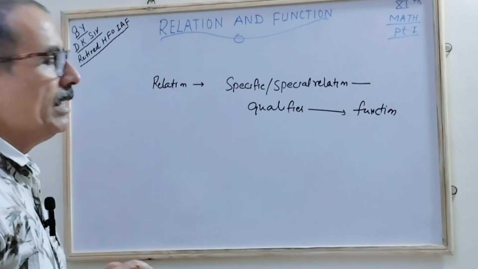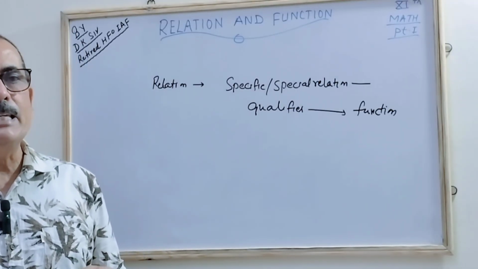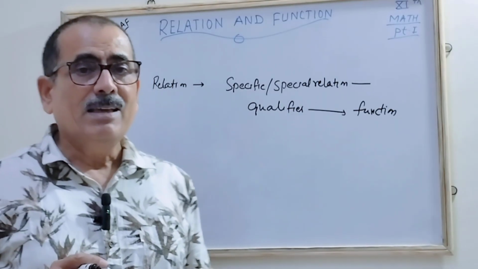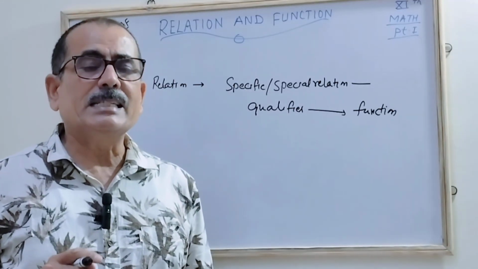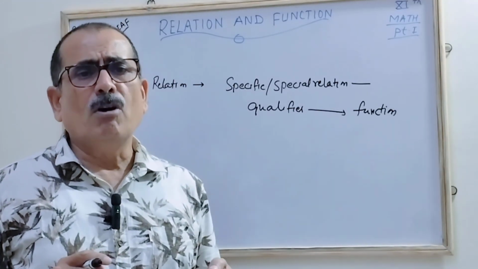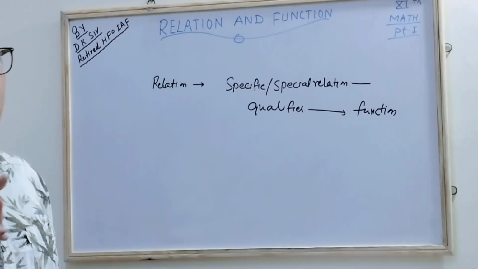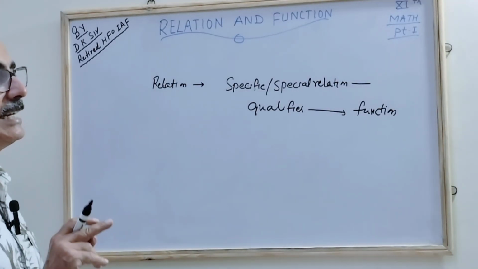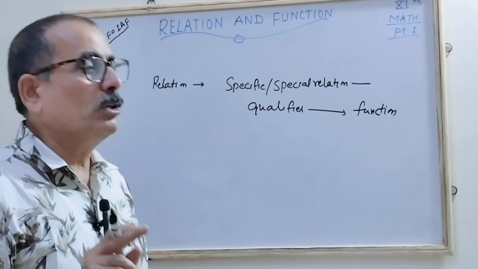Suppose, for example, I say there is a set which has the vowels a, e, i, u. So what can we say? We can say that a is related to e because e is the second vowel and a is the first vowel. So this vowel order is a relation. It creates the relation between a and e. Understood? So this is the relation.